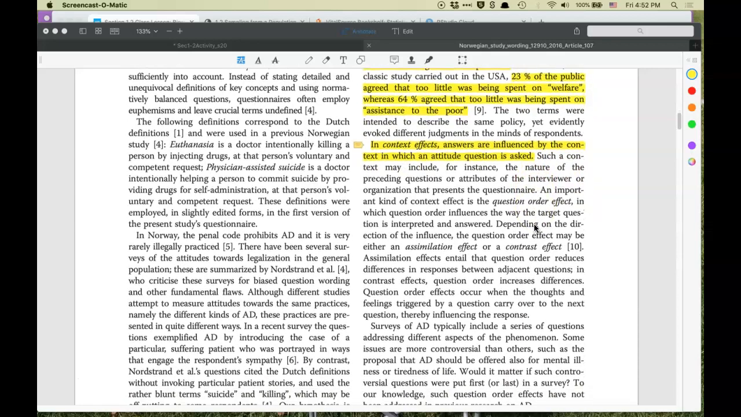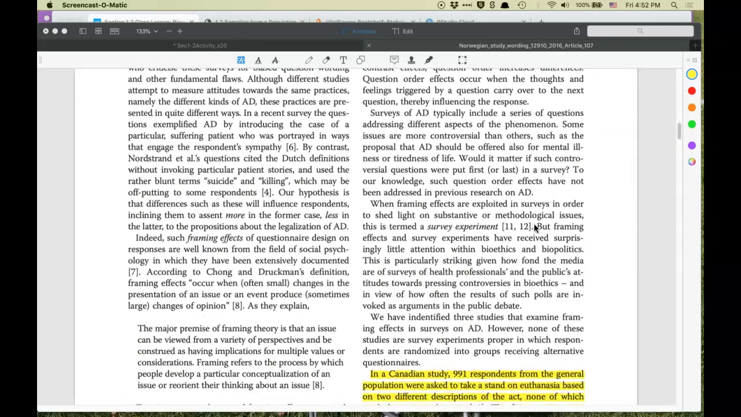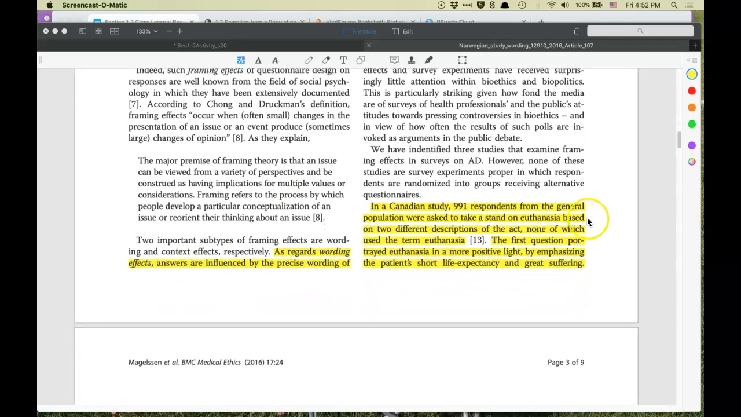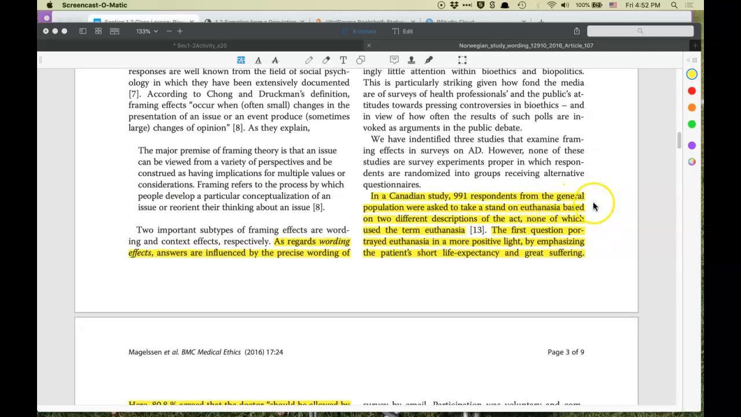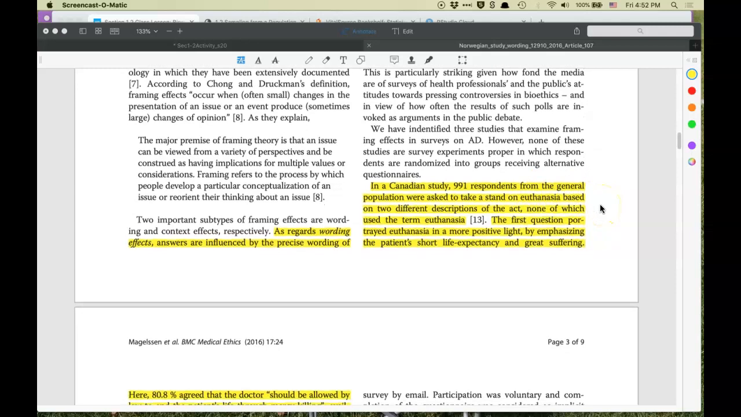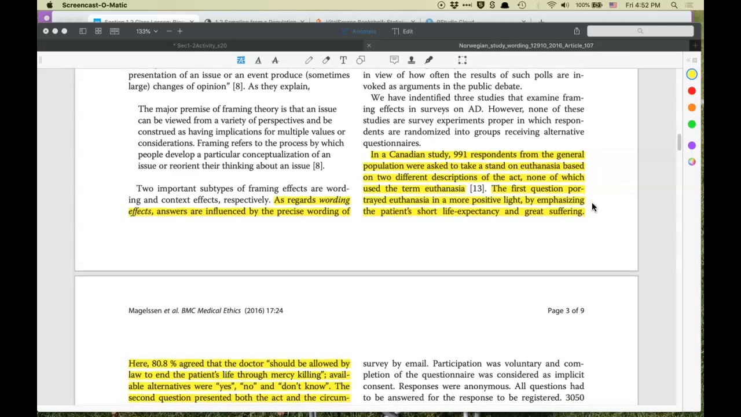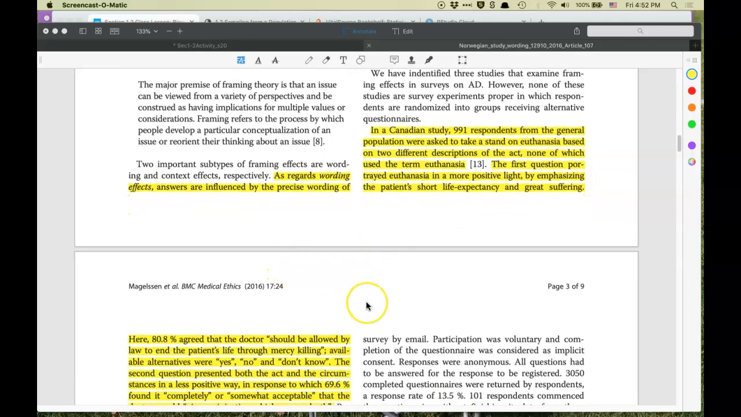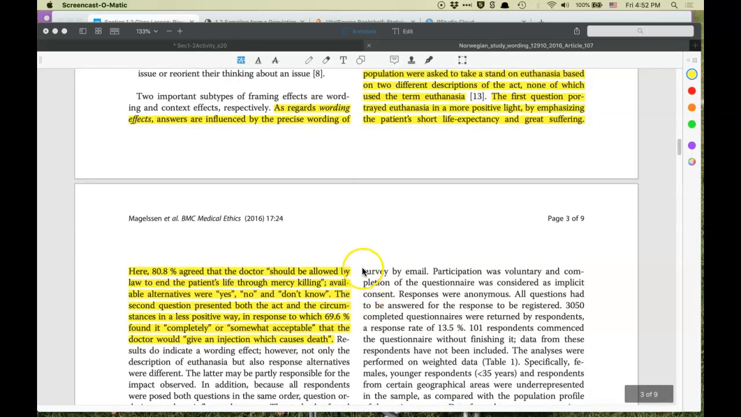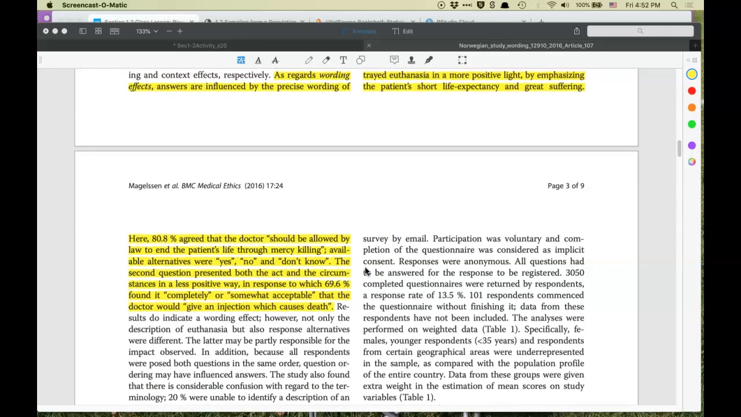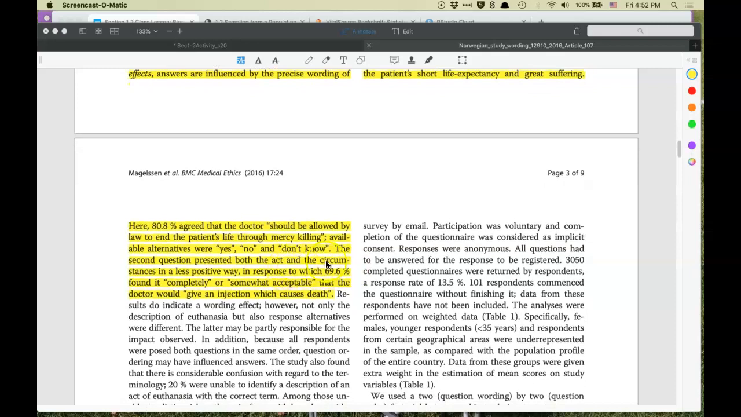Context effects sort of involves how the question is asked within a larger context. In a Canadian study, 991 respondents from the general population were asked to take a stand on euthanasia based on 2 different descriptions of the act, none of which used the term euthanasia. The first question portrayed euthanasia in a more positive light by emphasizing the patient's short life expectancy and great suffering. Here, 80.8% agreed that the doctor should, quote, should be allowed by law to end the patient's life through mercy killing. Available alternatives were yes, no, and don't know.